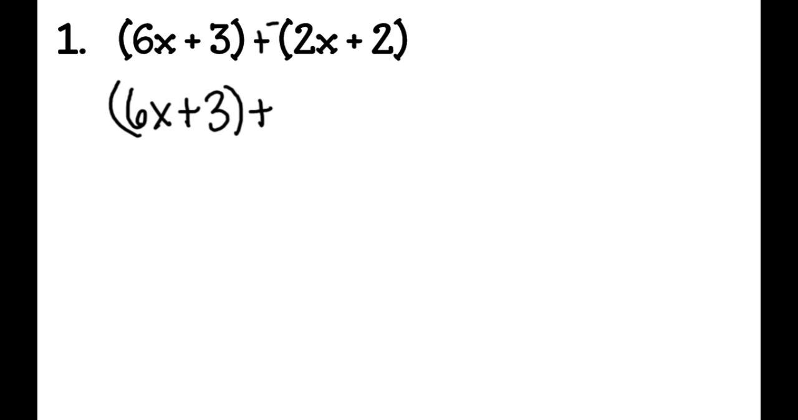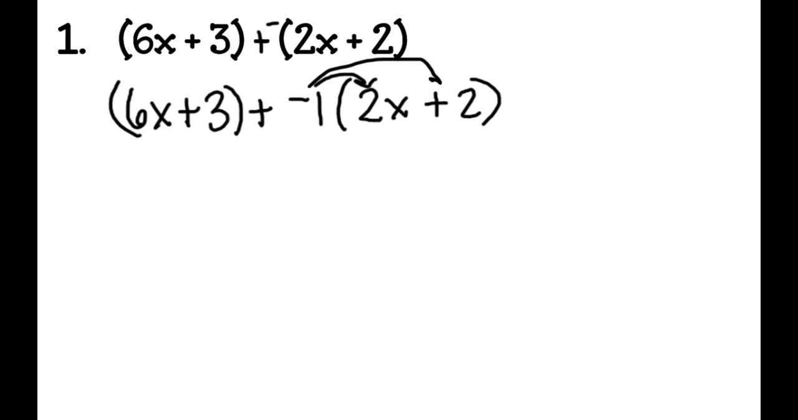plus, now we just talked about that negative outside of parentheses means negative 1 times everything inside of that parentheses, 2x plus 2. So I use my distributive property. Remember, you have to give a cupcake to everybody inside. So you take 6x plus 3 plus negative 1 times 2x is negative 2x plus negative 1 times 2 is negative 2.